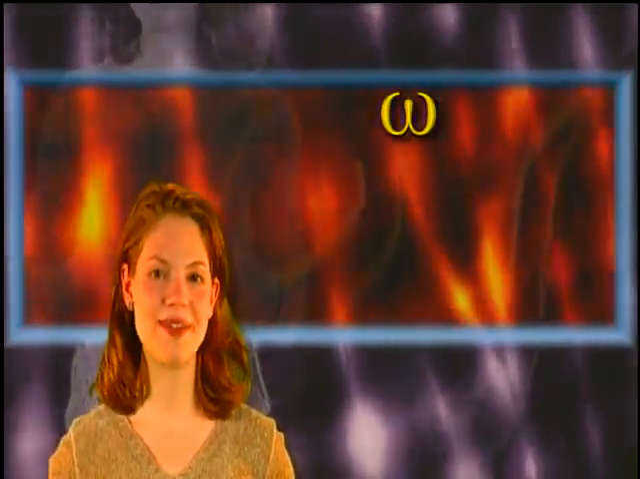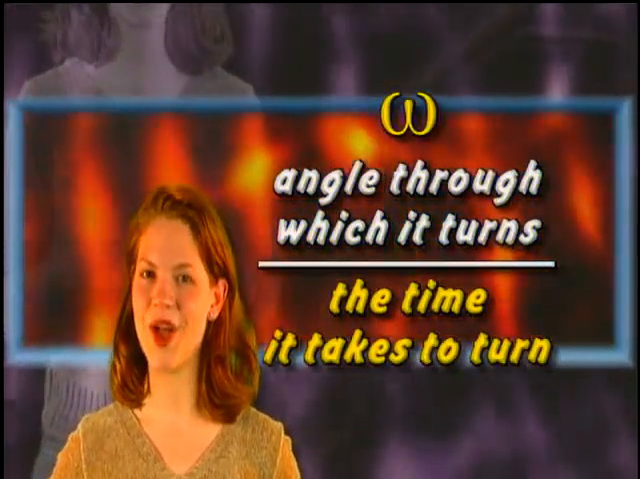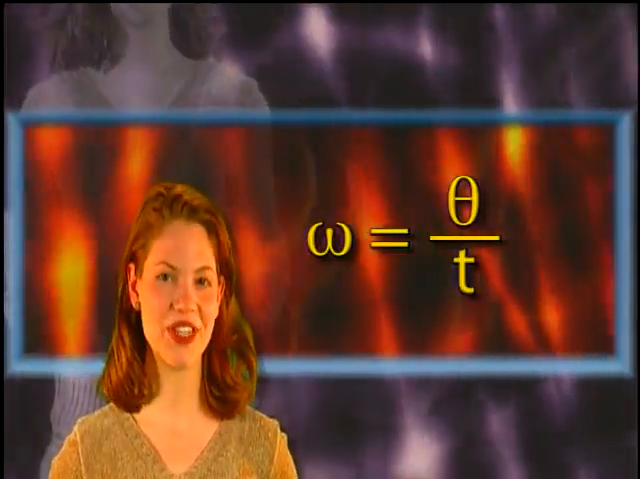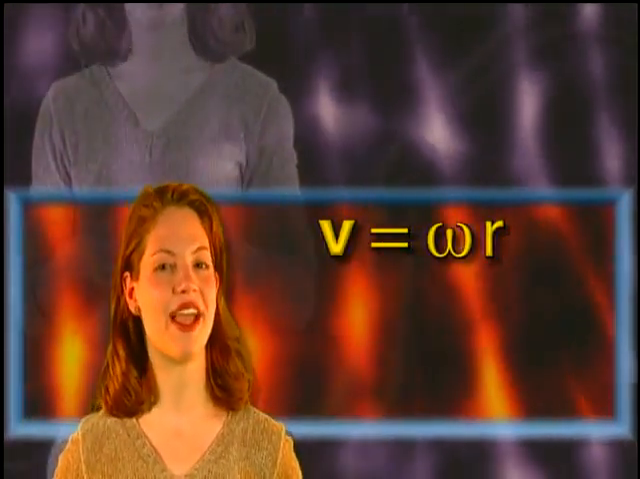The angular velocity of a rotating object, lowercase omega, is the angle through which it turns over the time it takes to turn, or omega equals theta over t. The linear speed of an object is directly proportional to how far the object is from the axis of rotation, the axis about which all objects are moving. This relationship is written as v equals omega times r.